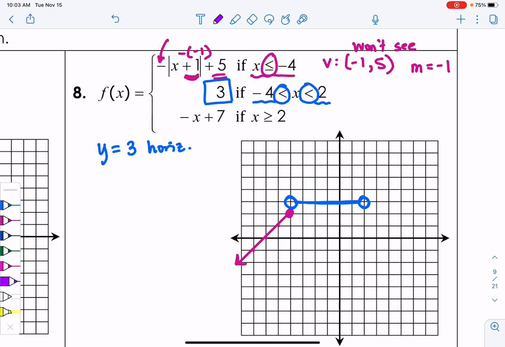My last piece gives us a -1 slope and a y-intercept of 7, so we'll start mapping that out, but we're only allowed to draw when x is greater than or equal to 2. So +1, 2, 3, 4, 5, 6, 7. A -1 over 1, we're going to start mapping out that line. I'm going to have a closed circle at +2. I'm going to go off to the spot that I'm allowed to show. I'm going to erase what I'm not allowed to have.